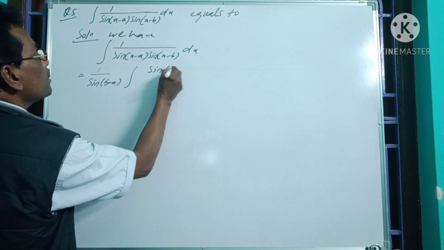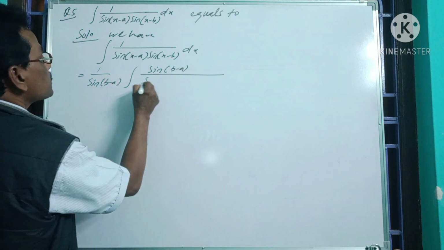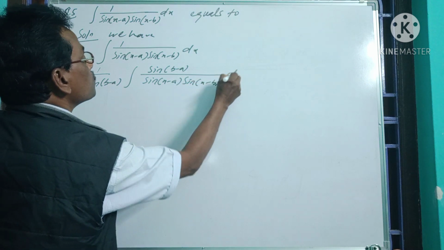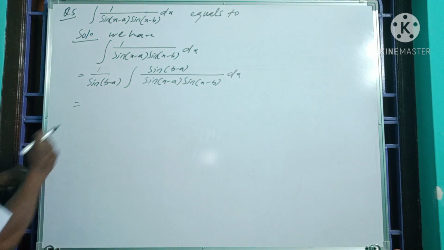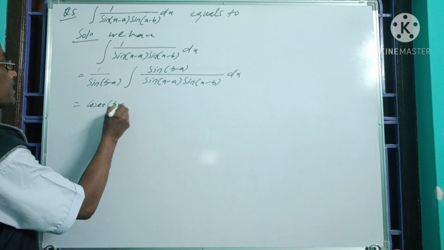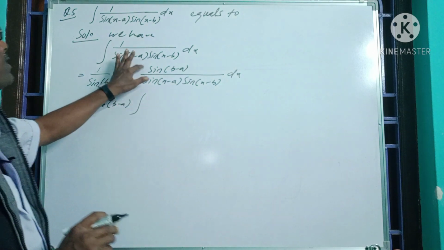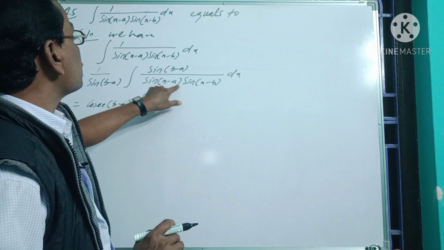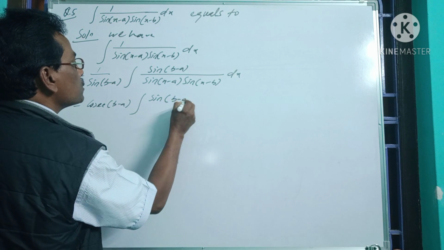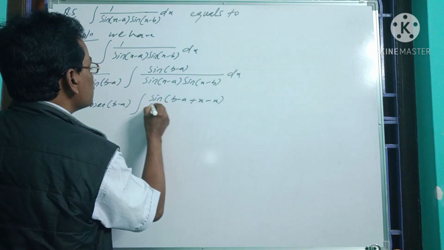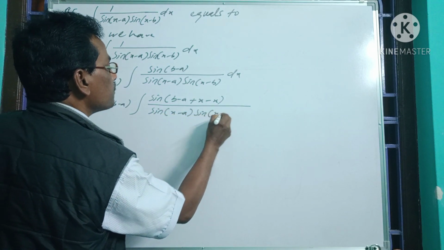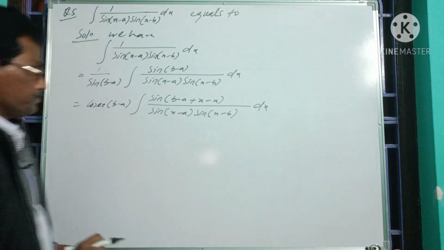integration of sine of b minus a by sine of x minus a into sine of x minus b with respect to x. So we have 1 by sine of b minus a is equal to cosec b minus a into integration of, so in sine of b minus a, you need to find the factors like x minus a and x minus b. So let us adjust an x, that is sine of b minus a plus x minus x whole divided by sine of x minus a into sine of x minus b whole integration with respect to x.